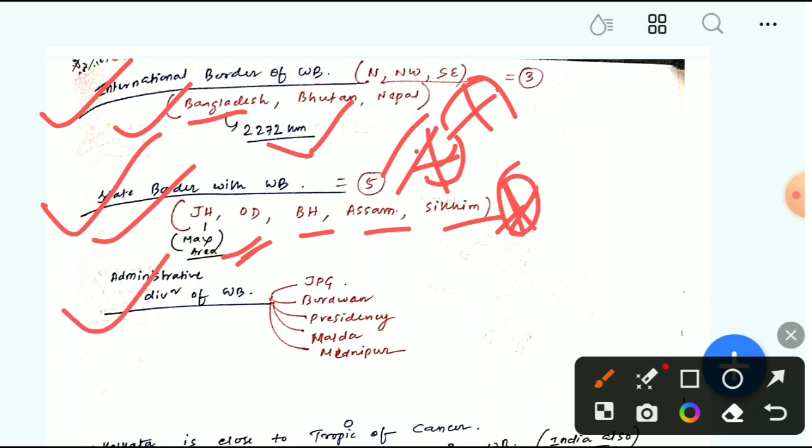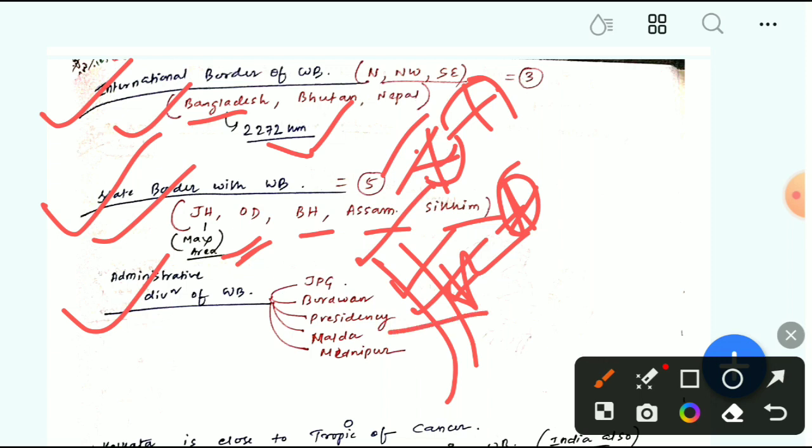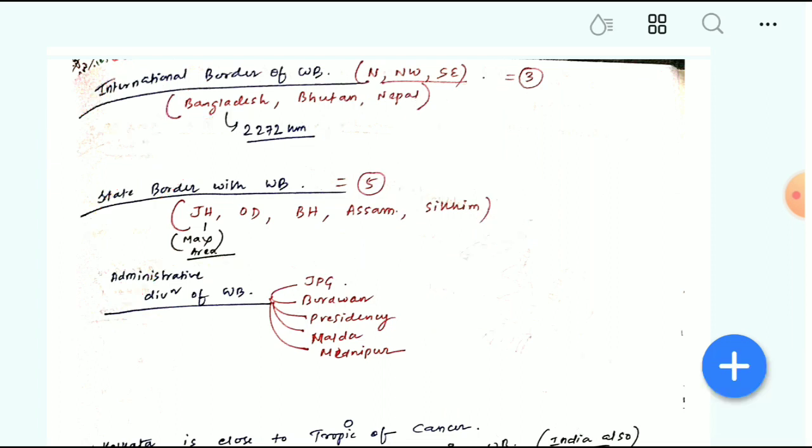Next is administrative division of West Bengal. There are 5 administrative divisions, that is Jalpaiguri, Bardhaman, Presidency, that is Kolkata, Malda, and Medinipur. So we have 5 administrative divisions of West Bengal.